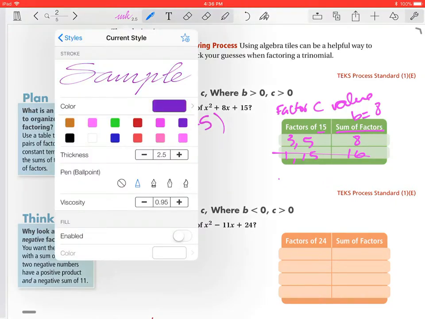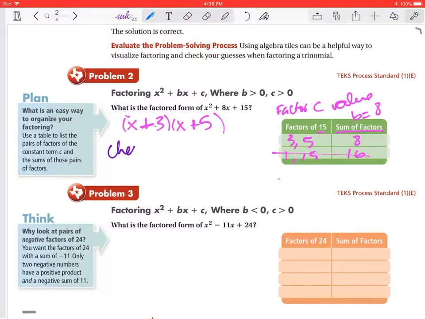Now again, just like I was showing you, we can check this. Granted, when we have positive signs, we don't necessarily have to check, especially if our a value is 1. But I'm going to show you how to check. When our value is negative, then we might want to do some checking.